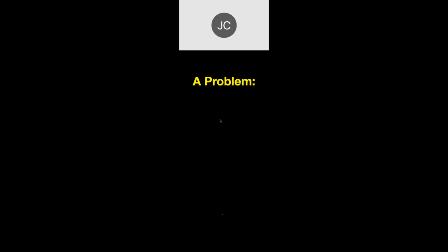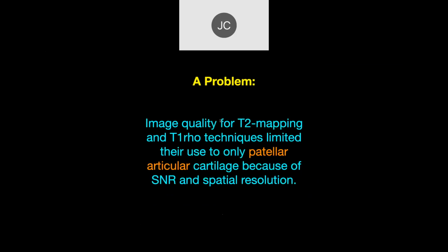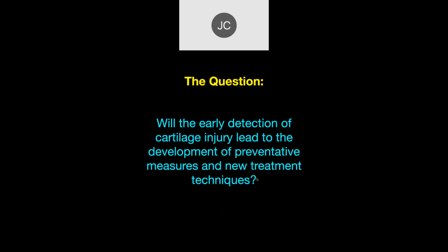And this is basically what we've just been talking about. But we actually found that there was a problem in doing this study, or a couple of problems. One was the image quality for T2 mapping and T2 techniques really severely limited their use only to articular cartilage, and therefore using the standard techniques that we had at that time for clinical imaging, primarily at 1.5, but also at 3T, the image quality was just not good enough to move forward.